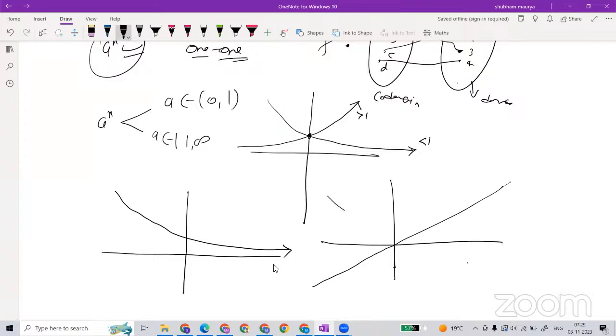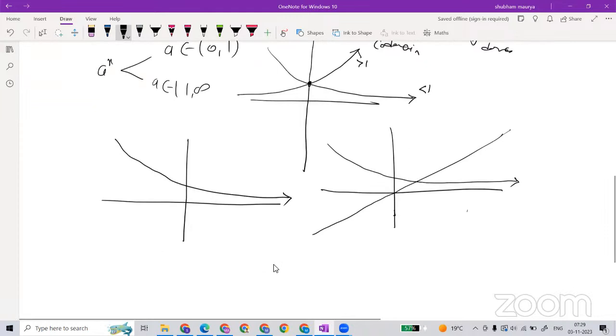Suppose this is the graph you have. What is going to be the inverse? How will we draw the graph of the inverse of this function? We will try to draw it with symmetry, taking the mirror image with respect to the line y equals x.